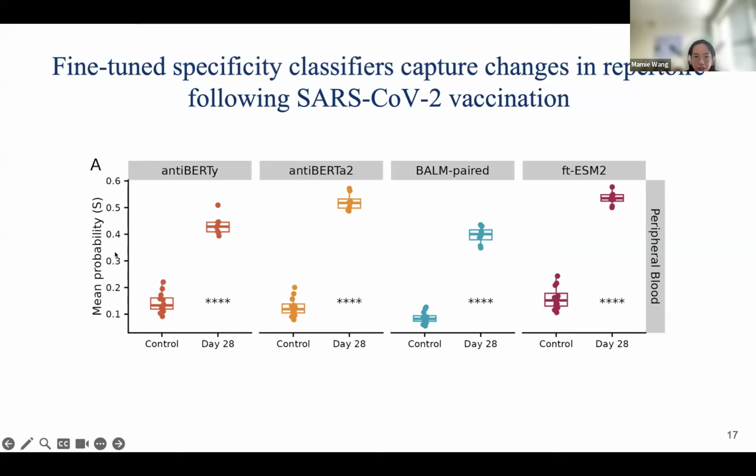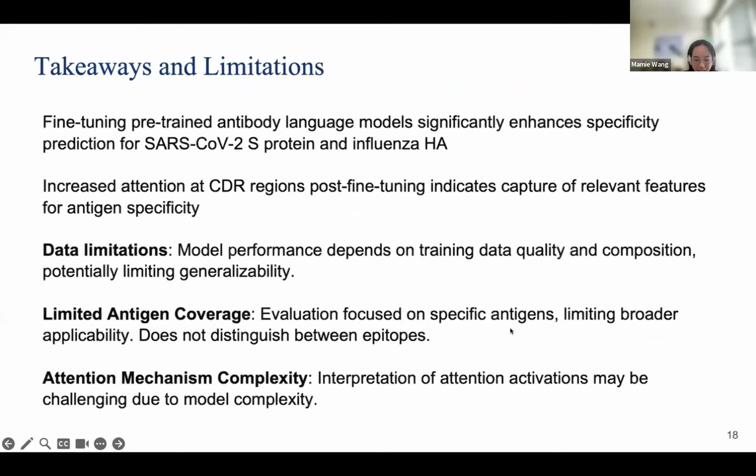For each of the sequences within the repertoire, I apply the classifier, compute the predicted probability of binding, and take the average across all the sequences within the repertoire. I find that after vaccination at day 28, the predicted probability is much higher compared with the control sample, which is consistent with our speculation. As a summary, we show that fine-tuning a pre-trained antibody language model can significantly enhance the specificity prediction for the SARS-CoV-2 spike protein, and we also see a similar trend for the influenza hemagglutinin. We notice that there is an increased attention on the CDR region after fine-tuning, which probably indicates that it captures relevant features for antigen specificity.